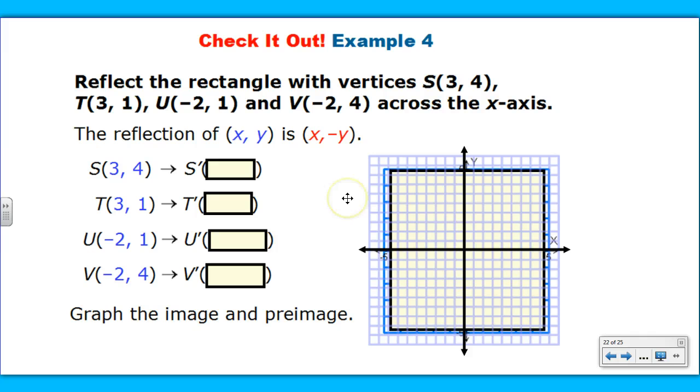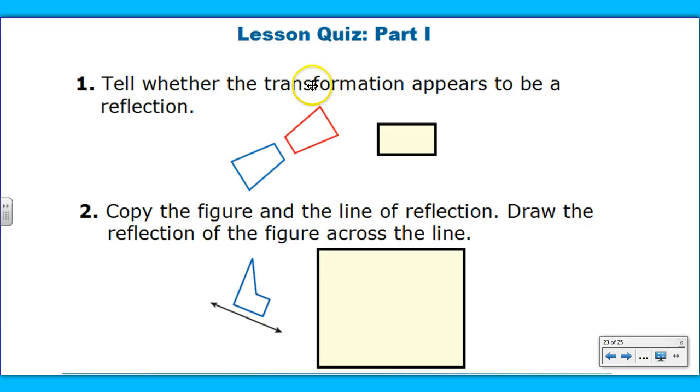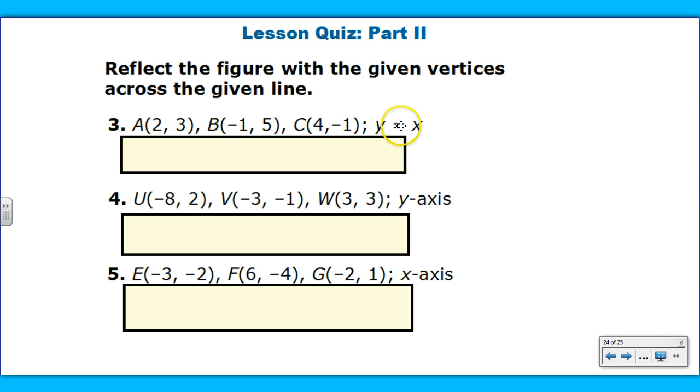Okay, try one more across the x-axis and come back and check your work. A nice basic reflection, and it's just across the x-axis, right? Really straightforward. Let's take a look at your lesson quiz. Does this transformation appear to be a reflection? Your answer is yes. And draw the reflection across this line of reflection. Pause, draw that, use your vertices, right? Reflect the vertices, and you should now have that beautiful reflection.